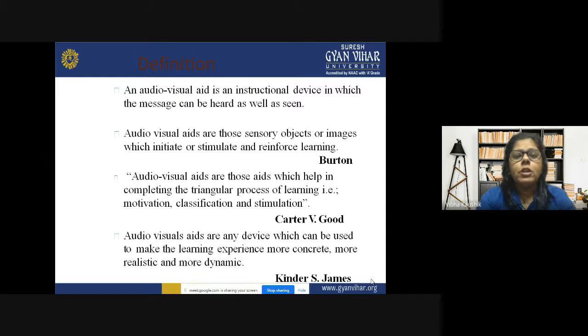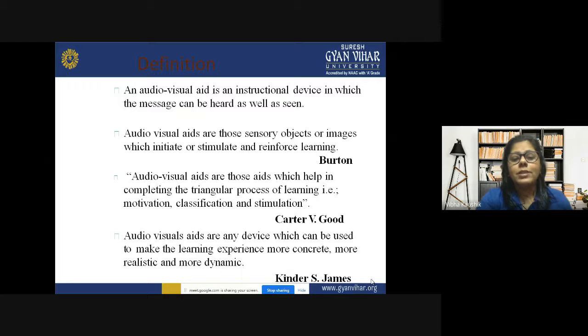Now, definition: an audiovisual aid is an instructional device through which we impart instructions to the students, in which the message can be heard as well as seen. Audiovisual aids are those sensory objects or images which initiate, stimulate, and reinforce the learning of the students. That is the definition given by Bertrand.